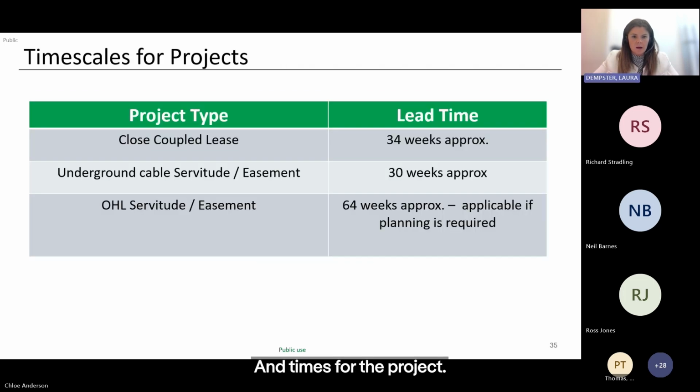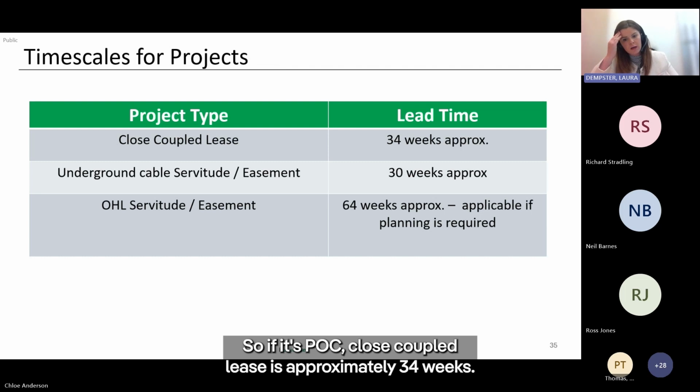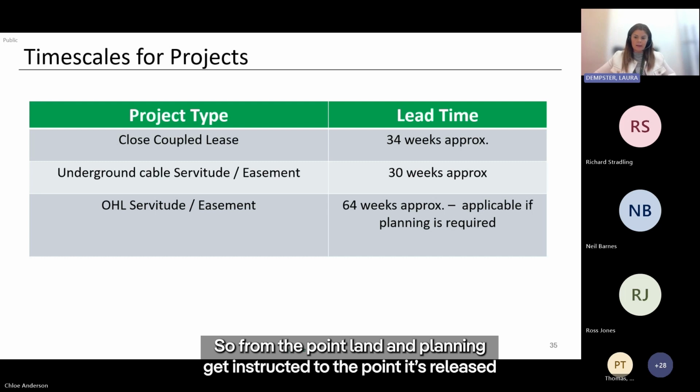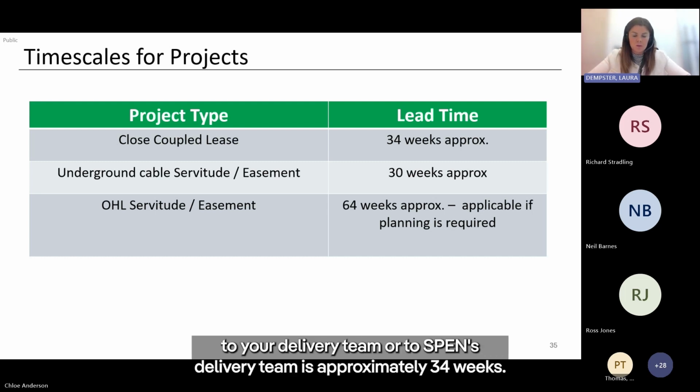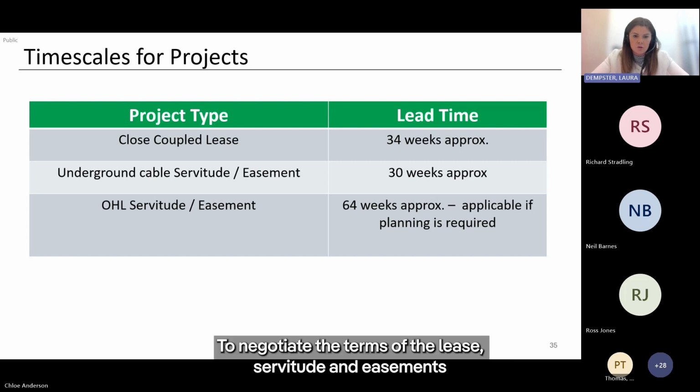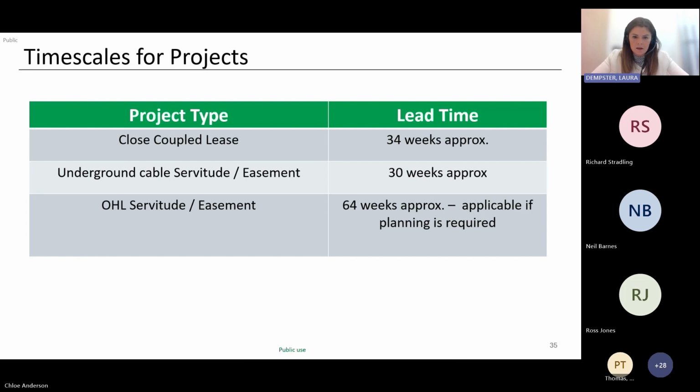And times for the project. So if it's POC, close coupled lease is approximately 34 weeks. So from the point land and planning get instructed to the point it's released to your delivery team or to Spen's delivery team is approximately 34 weeks to negotiate the terms of the lease. Servitude and easements is approximately 30 weeks, and overhead lines is approximately 64.